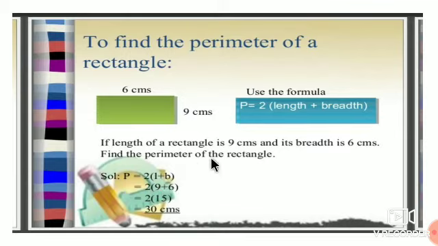So put the values here: 9 centimeter is the length and 6 centimeter is the breadth. So 9 plus 6 is 15. So 2 multiplied by 15. The number outside the bracket and the number inside the bracket are multiplied. So it is 2 times 15. So the answer will be 30 centimeter. So this is the perimeter of the rectangle.